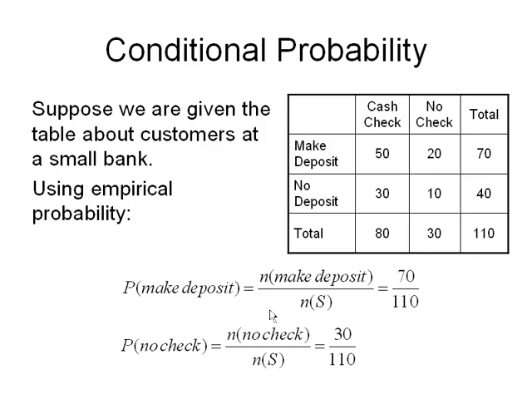I could also figure out what's the probability that they did not cash a check, and that would be the number of people who did not cash a check divided by the number of people in the sample space. So the number of people who did not cash a check would be the 20 plus the 10 to give the total of 30 out of the total number of people, which is 110. So this is just using the tools that we've had from previous sections.